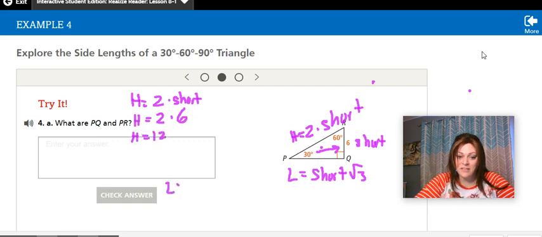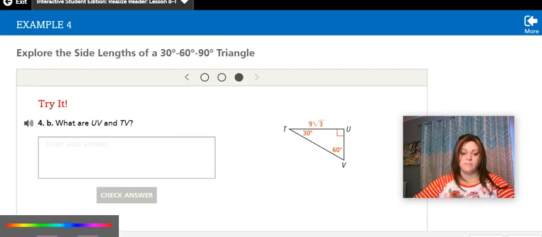Now the long equals the short times square root of 3. Well, the short is 6. Square root of 3 is still square root of 3. So the long side equals 6 square root of 3.